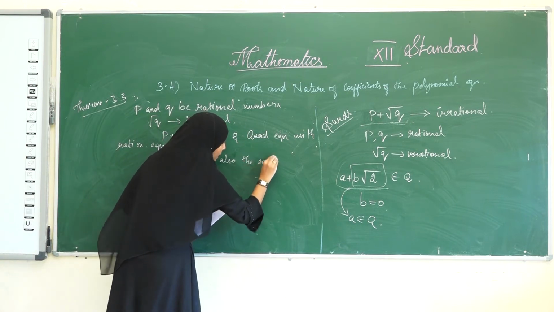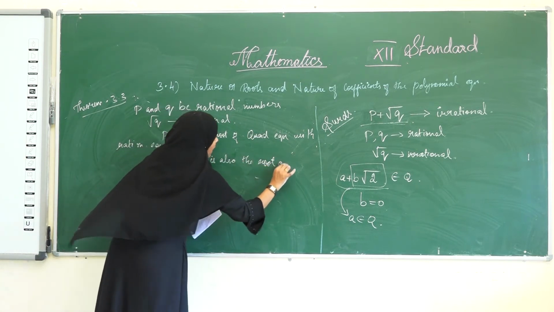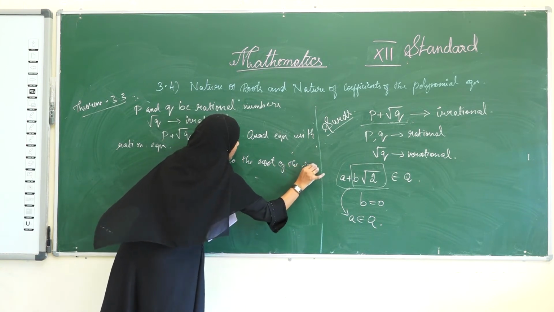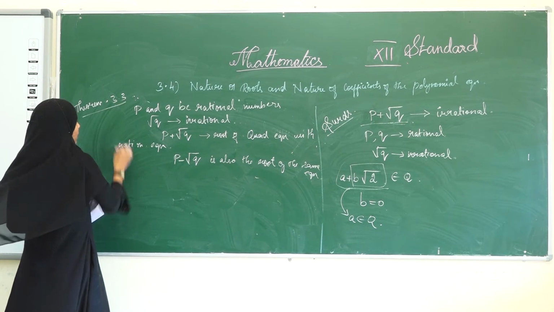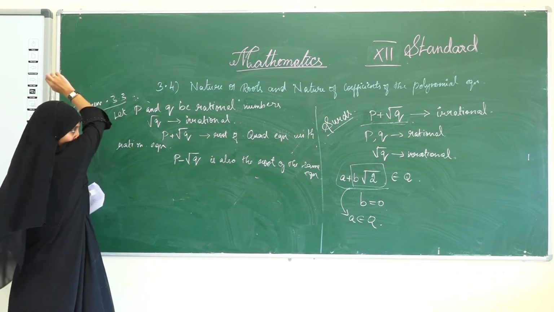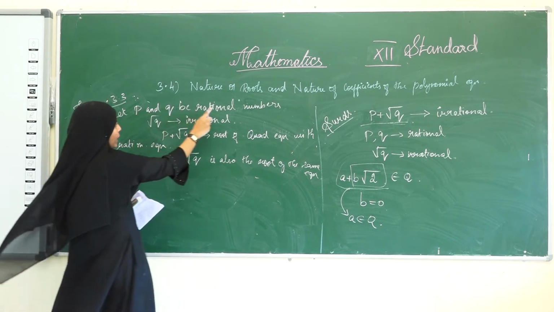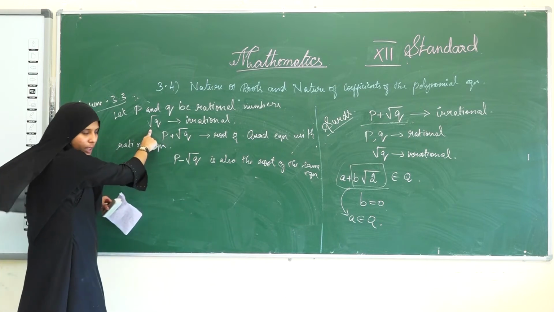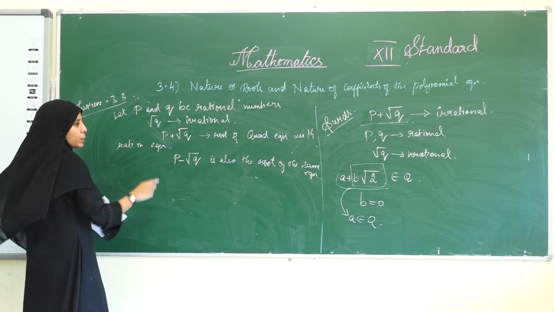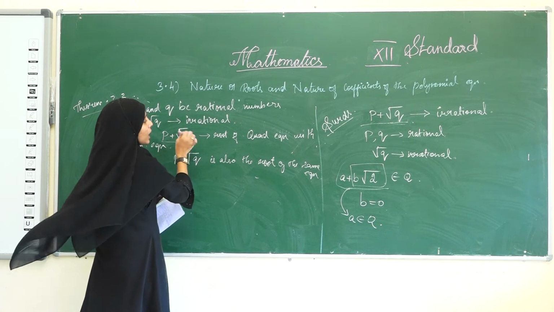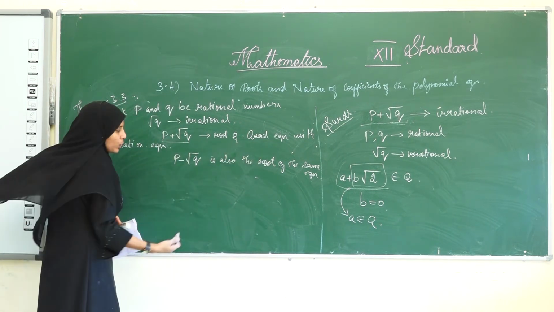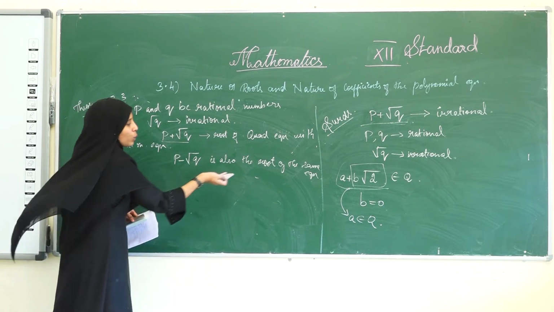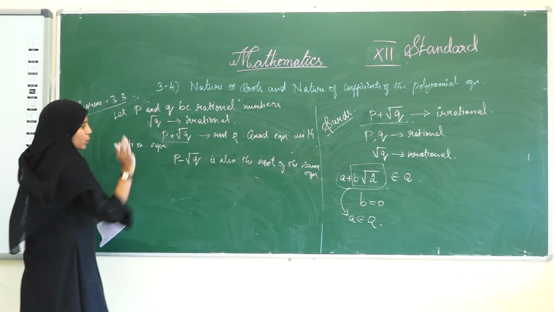First, understand the statement of the theorem. They have taken two rational numbers p and q, and root q will be an irrational number. Suppose p plus root q, this type of surd, is a root of a quadratic equation with rational coefficients. We have to prove that p minus root q is also a root of the same quadratic equation.